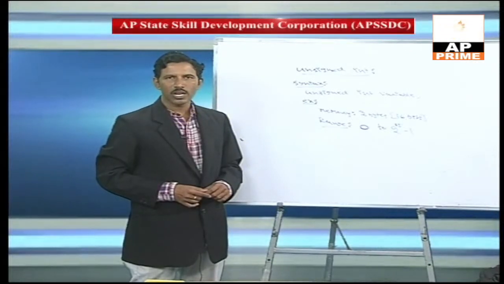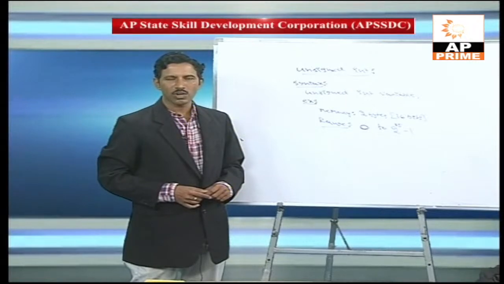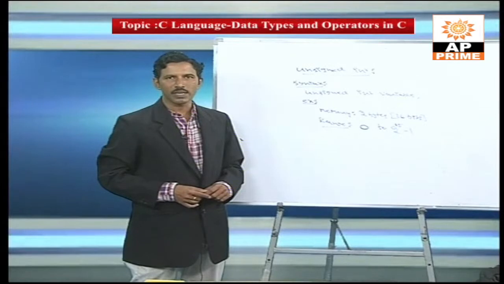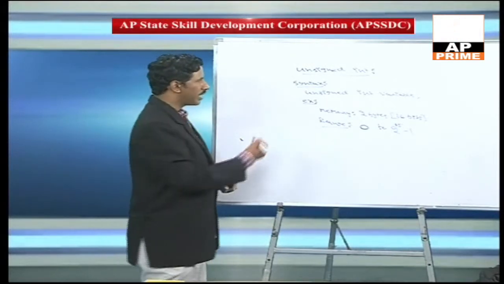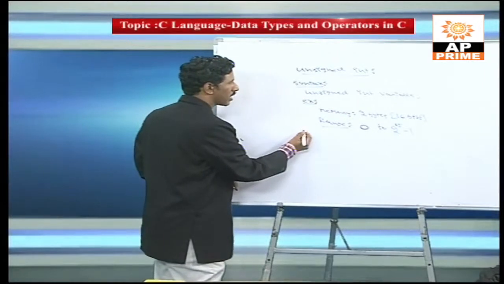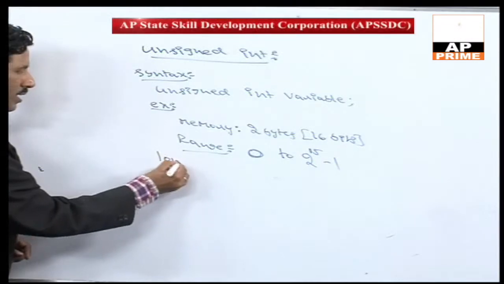Integer is not allowed the decimals and unsigned integer also not allowed the decimals. Integer not allowed the characters, unsigned integer also not allowed the characters. Both are memory occupation same, sign only difference. What is the next? Under integers only one more data type you have.